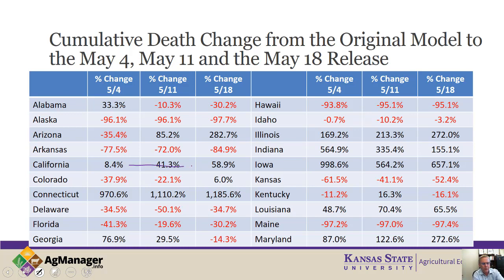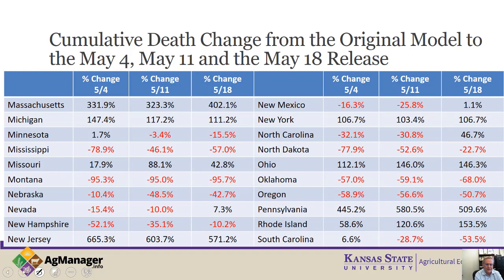For example, California, the expected deaths are increasing. In terms of Connecticut, they're increasing. In terms of other states, for example, Maine, they're all down about 97% of what was originally expected. And you can begin to look at this in terms of Alabama. The 5-4 model predicted an increase, but then Alabama has basically moved more negative, indicating that the deaths are going down. Conversely, Arizona is the other way.